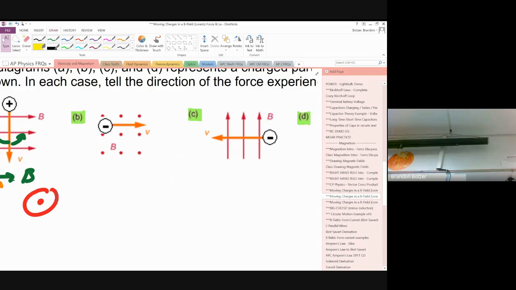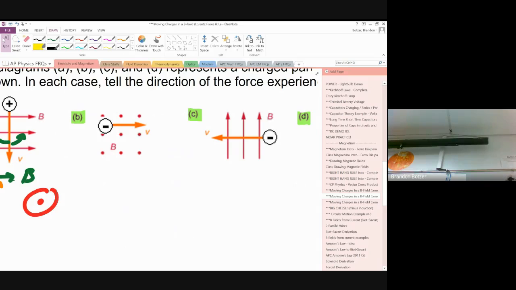So, fingers to the right. Now I need to reach that B field, which is coming out of the board. So, boom. My thumb's going down.